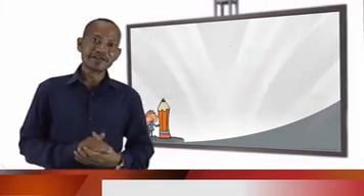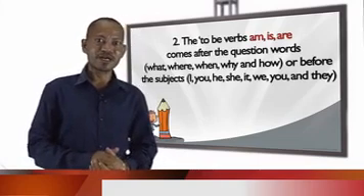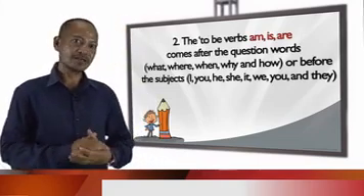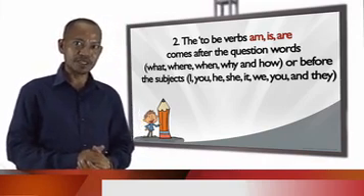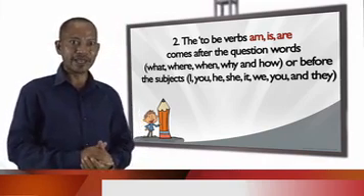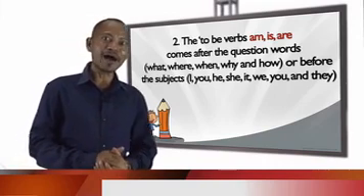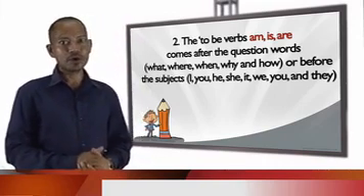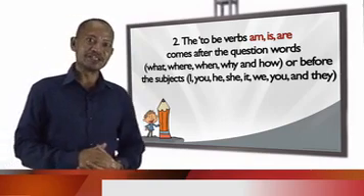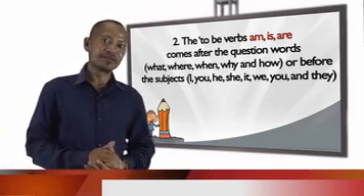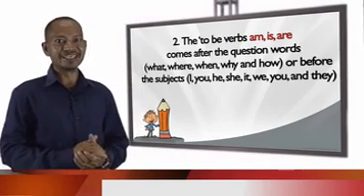And then there are the questions where the to be verbs, in this case am, is, are, come after the question words what, where, when, why and how, or before the subjects I, you, he, she, it, we, you and they.